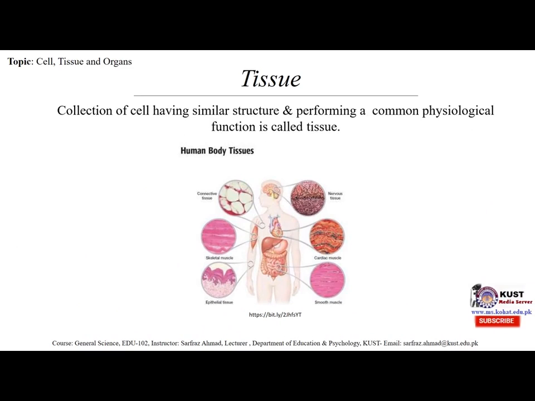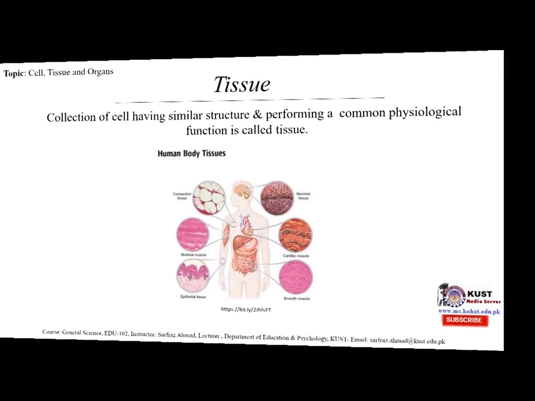A collection of cells having similar structure and performing a common physiological function is called tissue. A tissue is a group of cells in close proximity organized to perform one or more specific functions. There are four basic tissue types defined by their morphology and functions, and these are epithelial tissue, connective tissue, muscle tissue, and nervous tissue.